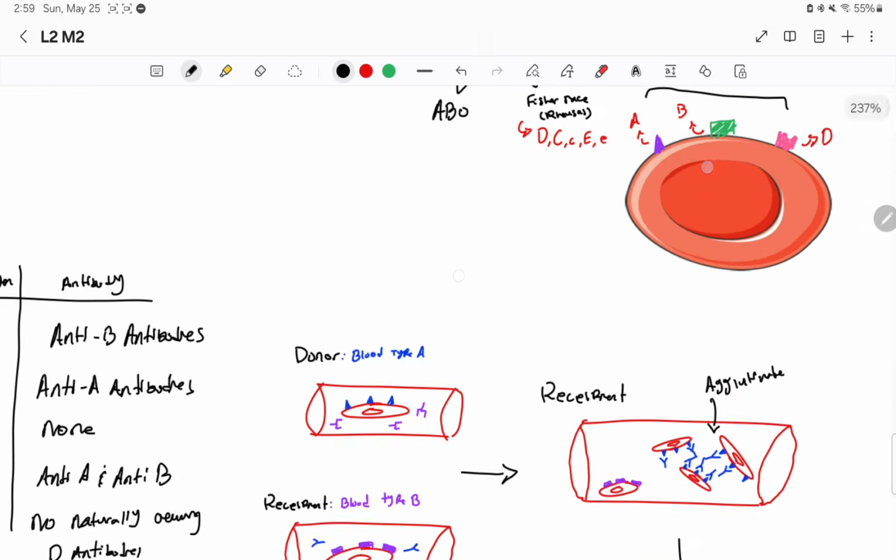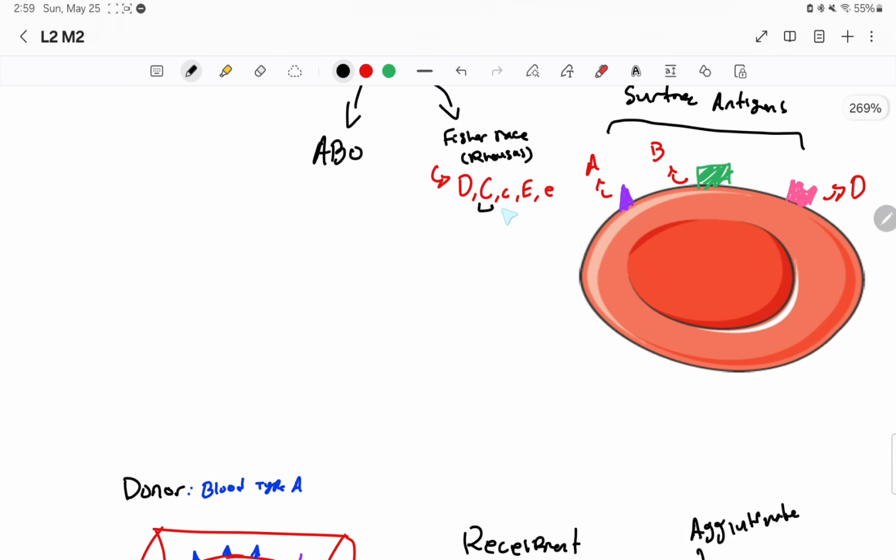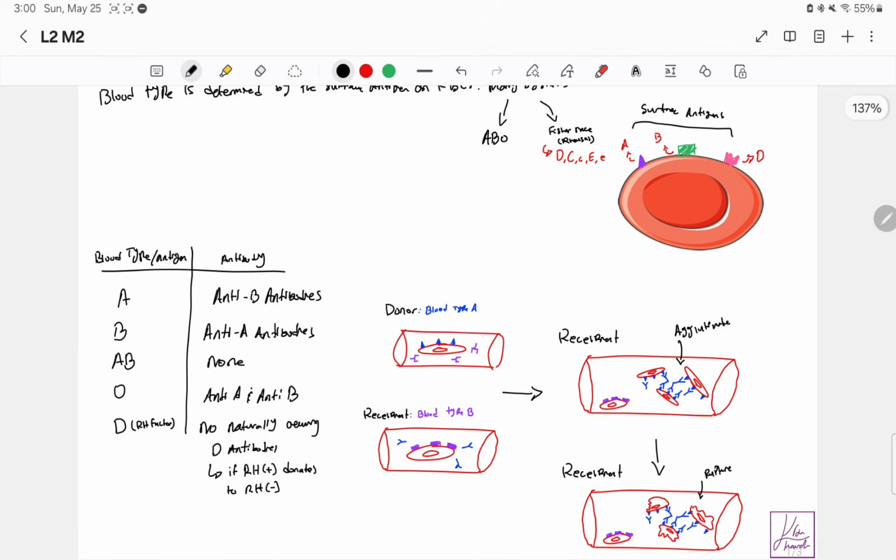It's also important to remember that while big C has little c and big E has little e, there is no little d antigen, okay? It just doesn't exist. However, the little d has been used to represent the absence of the capital D. So sometimes you might see that.